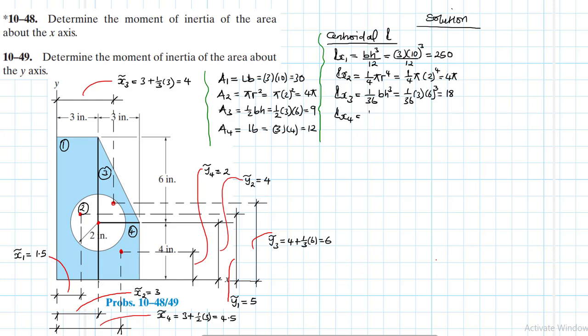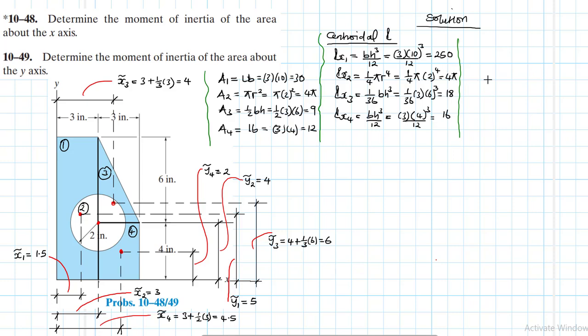The moment of inertia for shape number 4, which is just a rectangle, bh cubed divided by 4. This is equal to b is 3, h is 4 to the power 3 divided by 4. So we have 3 by 4 cubed divided by 4. We have 16. Alright, so we are done with the first phase.